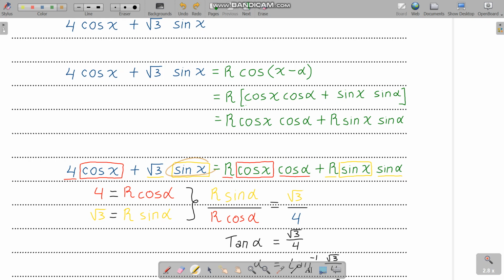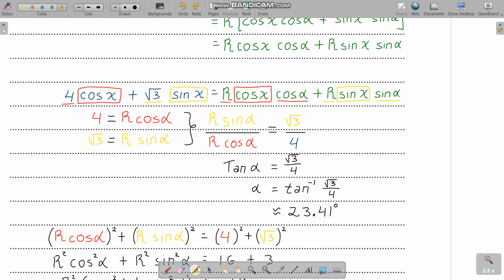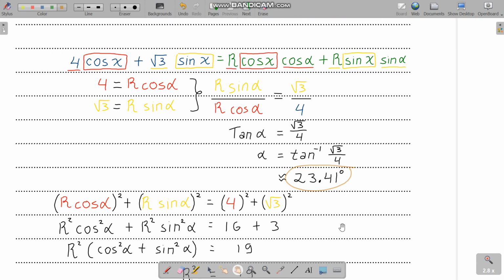And if we analyze the sine x variable, on the left root 3, on the right r sine alpha. So we have the second equation. Now if we divide both equations, r sine alpha is root 3, r cos alpha is 4. When we divide the two equations, the r cancels out, and sine divided by cos becomes tangent. So we have tangent alpha equals root 3 over 4, which means alpha is inverse tangent of root 3 over 4. In degrees to 2 decimal places, 23.41 degrees.